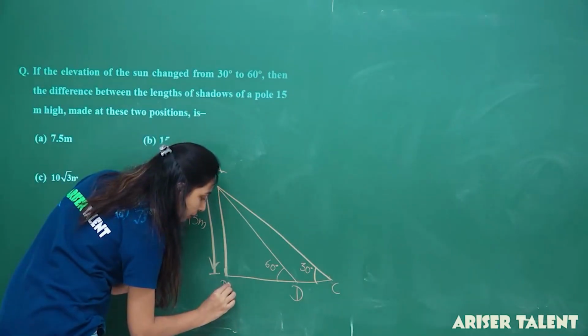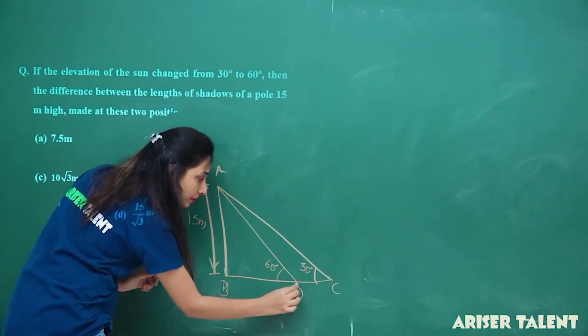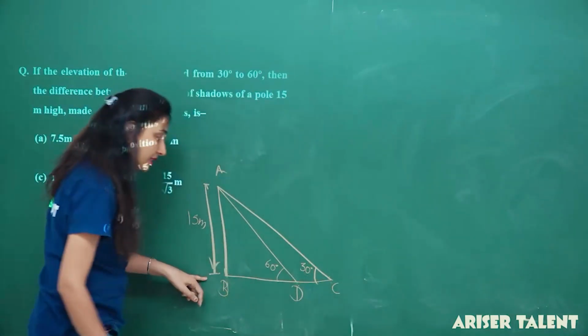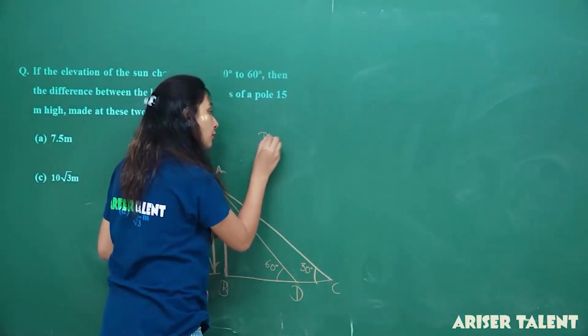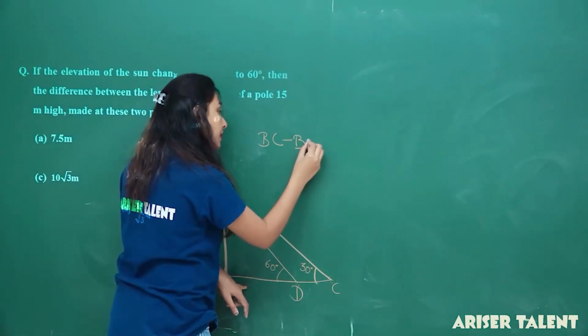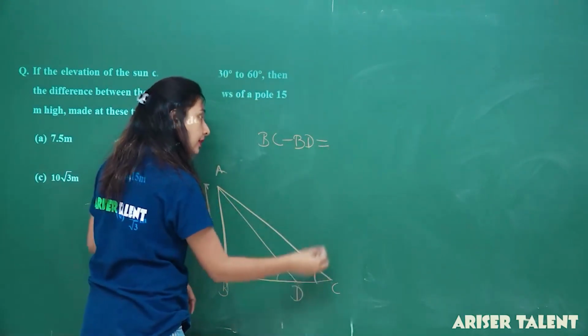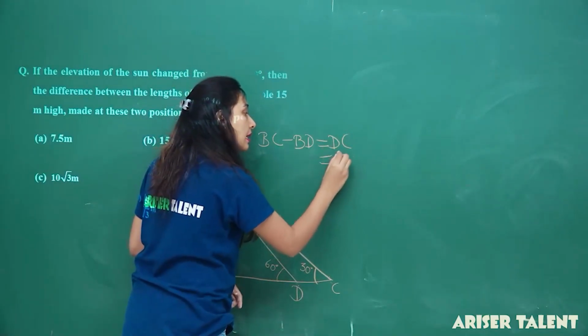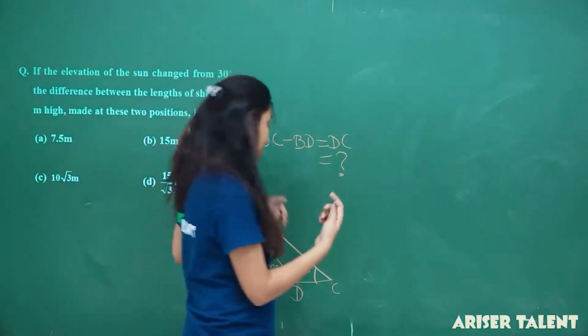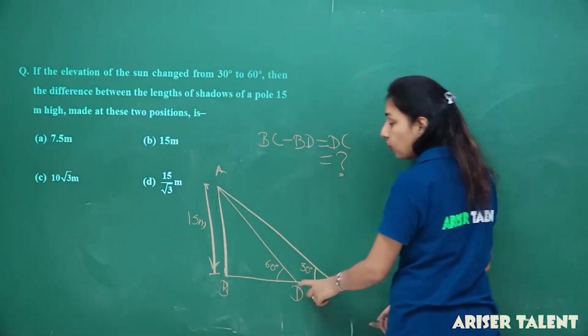So the length one is this BD, and the length two is BC. Now, the difference of BC and BD is equal to what? DC. So actually it's asking about DC, that is, what is the value of DC? The difference between the shadows.